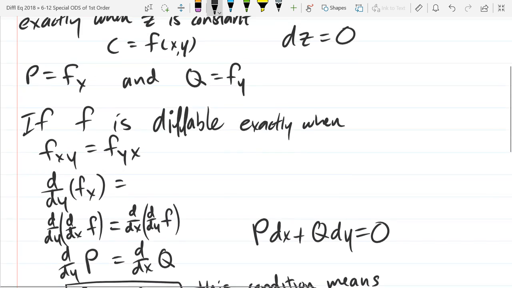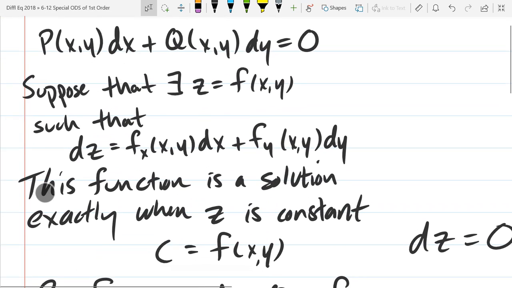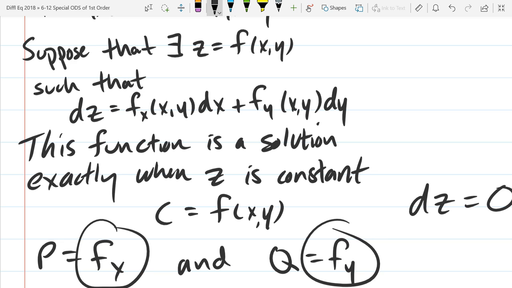It may not have been entirely clear up here, but if it's exact, what that means is there exists a function equal to a constant such that the x derivative is p and the y derivative is q. And that function will be the solution. So all you have to do is recover that function. And the way we do it, we're given basically fx and fy, so we just anti-differentiate each one and then combine them together.